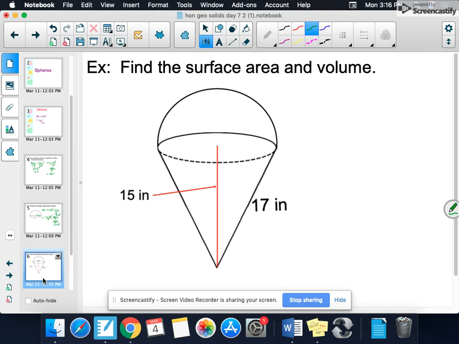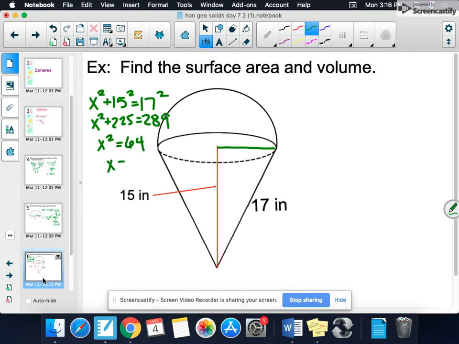So the last example here is half a sphere, and then we also have a cone. So I'm going to start with volume because that's a little bit easier. So first things first, I need to get the radius. In order to do that, I'm going to do the Pythagorean theorem. So I have x squared plus 15 squared equals 17 squared. So that's going to give me x squared plus 225 equals 289. So I get x squared equals 64. So my radius then is 8.